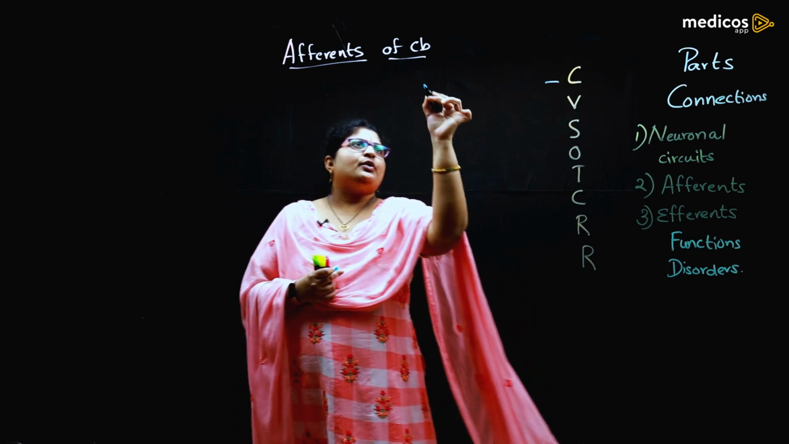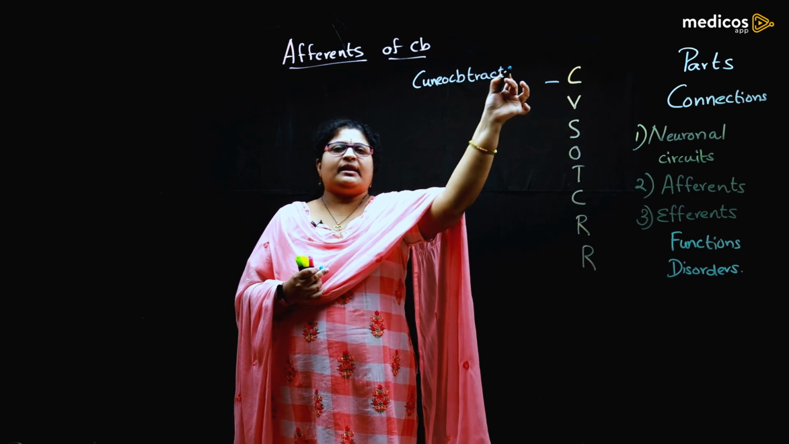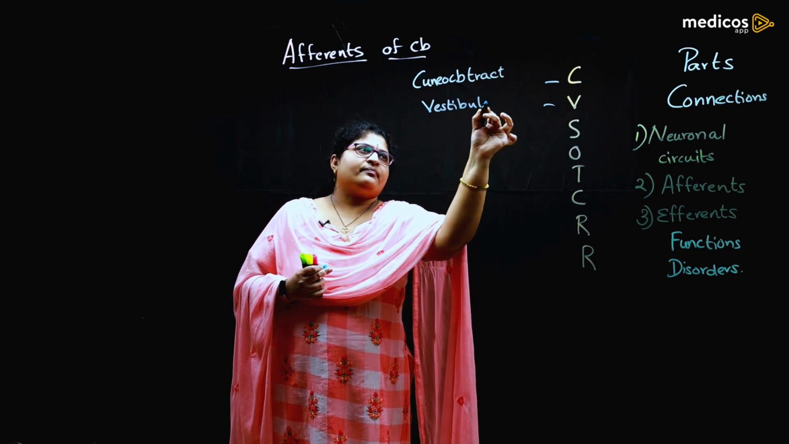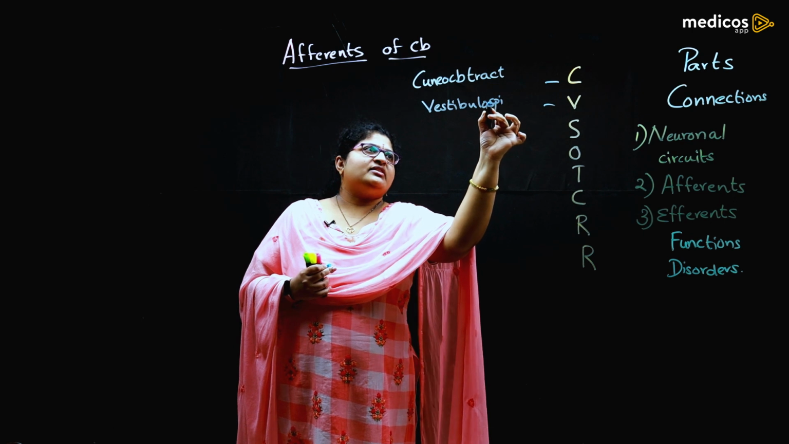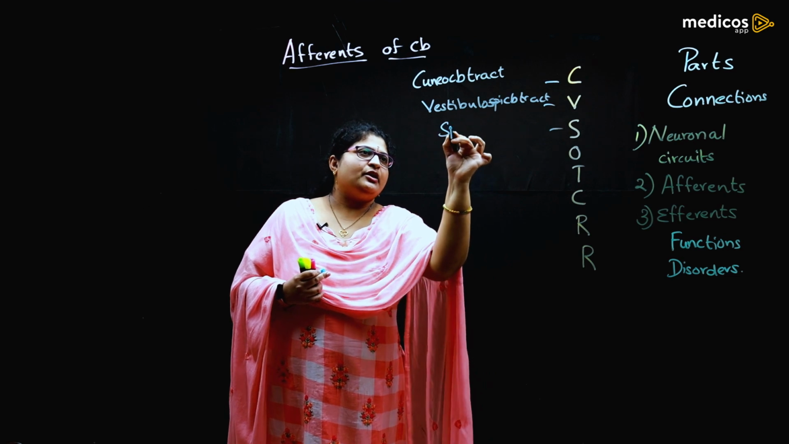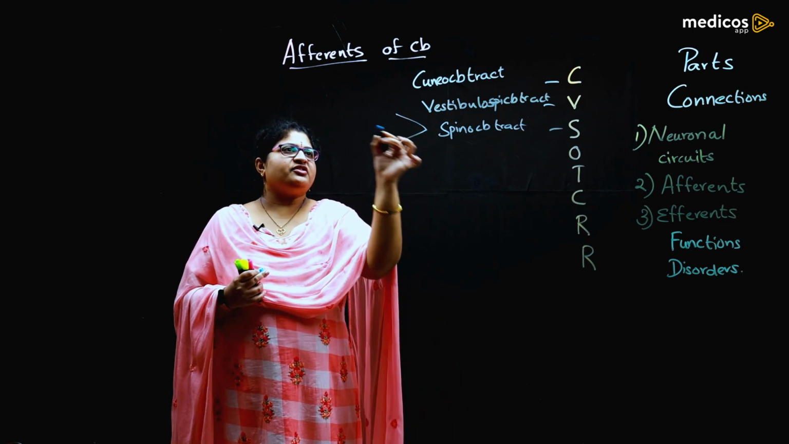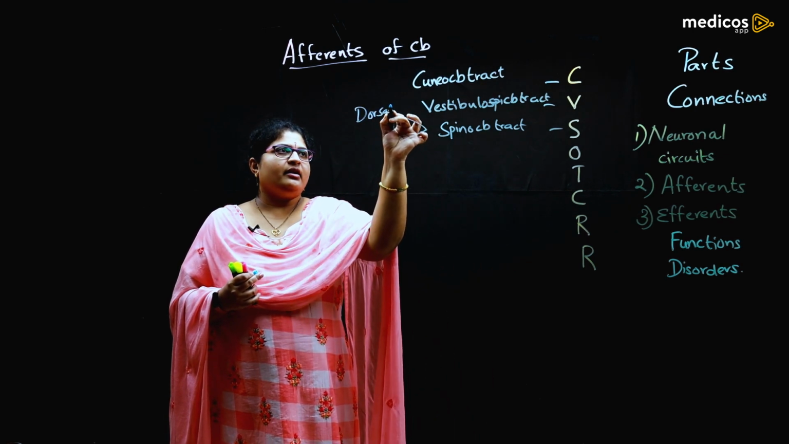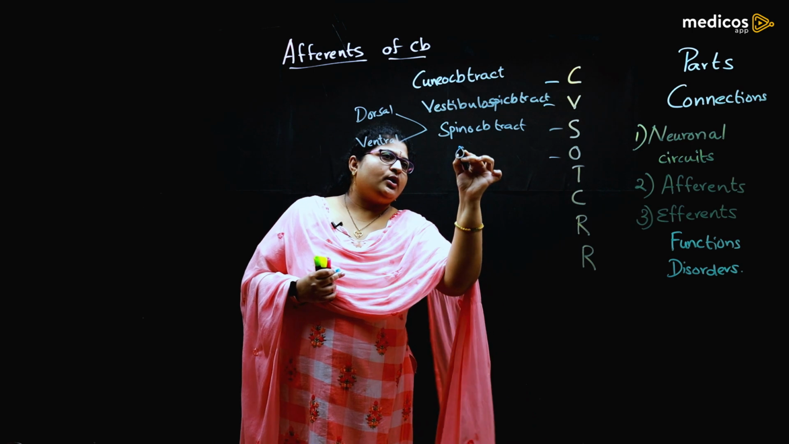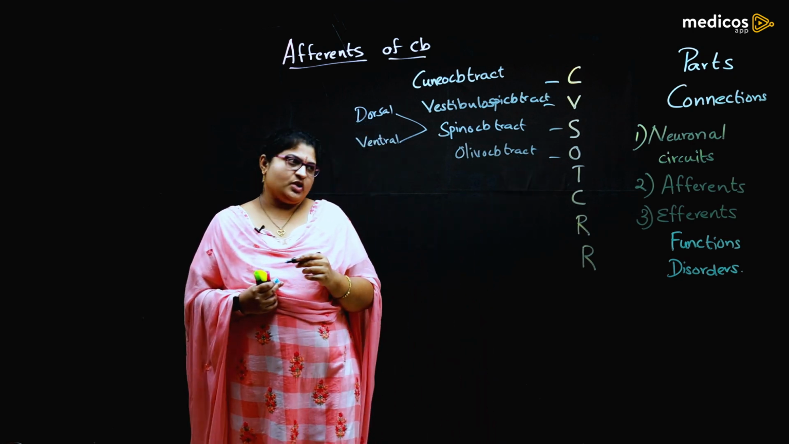So this C is cuneo-cerebellar tract. And V is vestibulo-cerebellar tract. Okay, and then S is spino-cerebellar tract, and this has again two divisions, dorsal and ventral. Next one is olivo-cerebellar tract, the one that is arising from the inferior olivary nucleus.